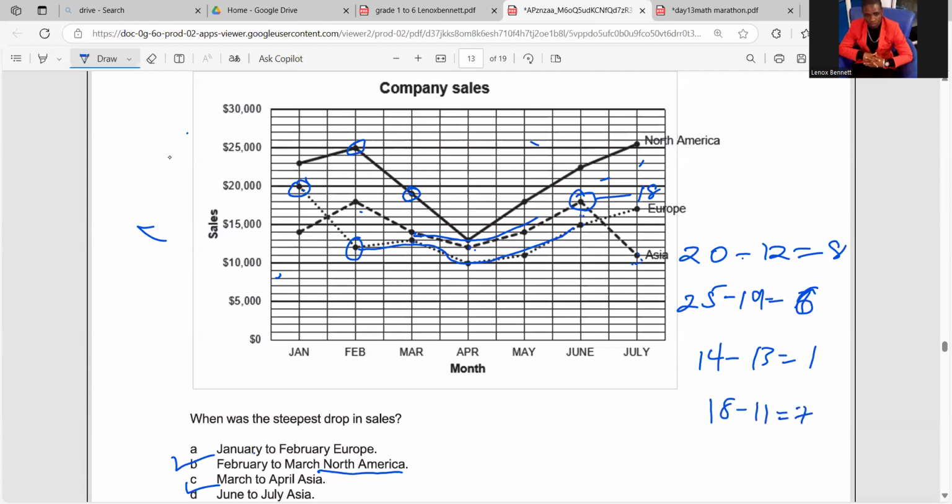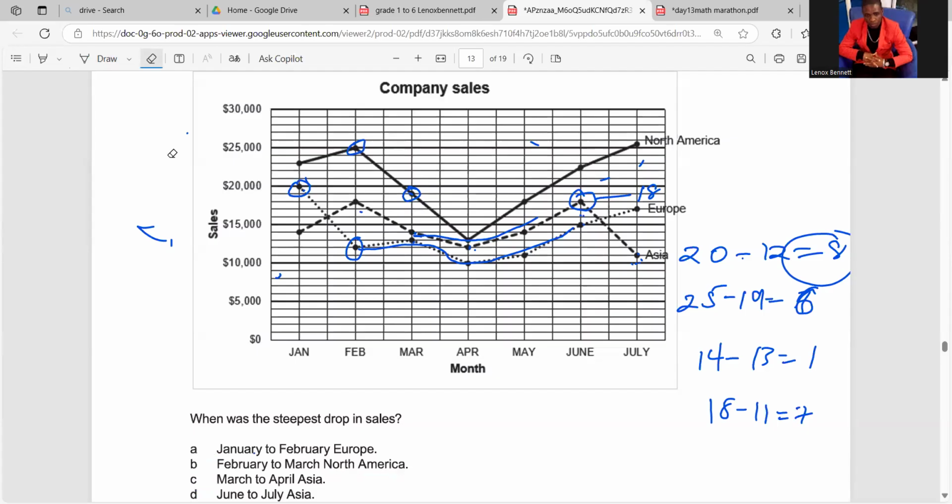So the first one was actually 8. So A would be our answer. So guys, you have to look at it carefully when you read off the chart, all right? The actual answer would have been A.